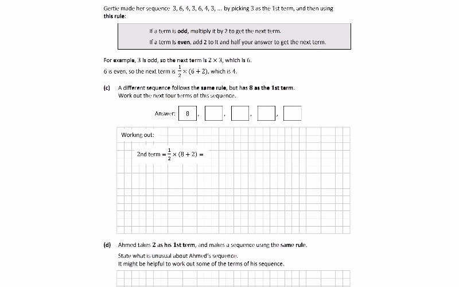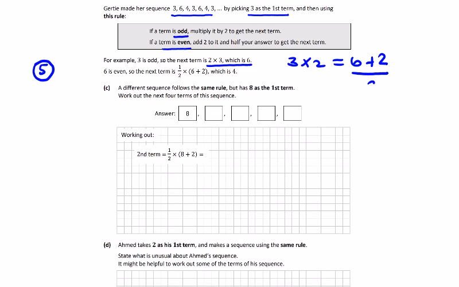The next part of this question is worth 5 marks for C and D together. You can see why it looks quite long, but it's quite easy. Gertie made up this sequence by picking 3 as the first term, and then using this rule. If the term is odd, which 3 is, we multiply it by 2 to get the next term, which will be 6. And if the term is even, we add 2 and then halve our answer to get the next term. 6 plus 2 is 8, divided by 2 is 4, which is where the 4 comes from.